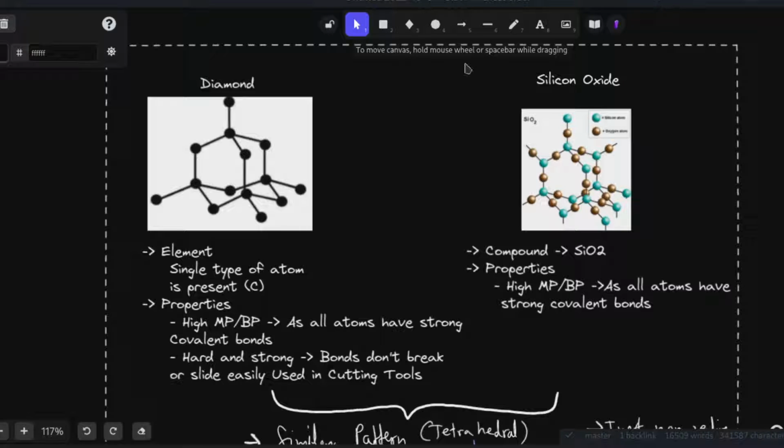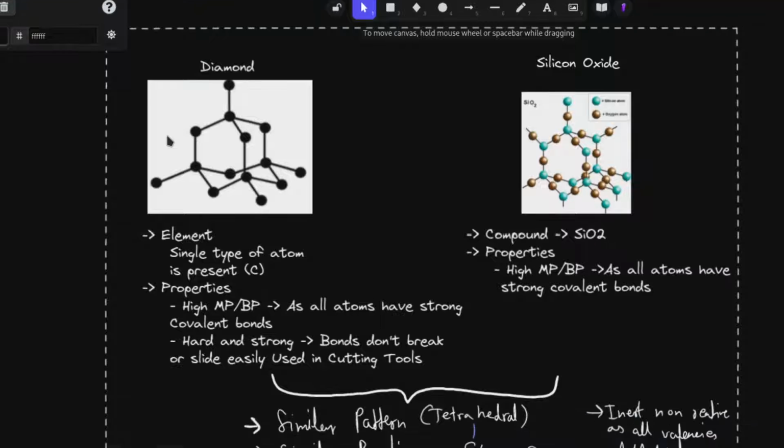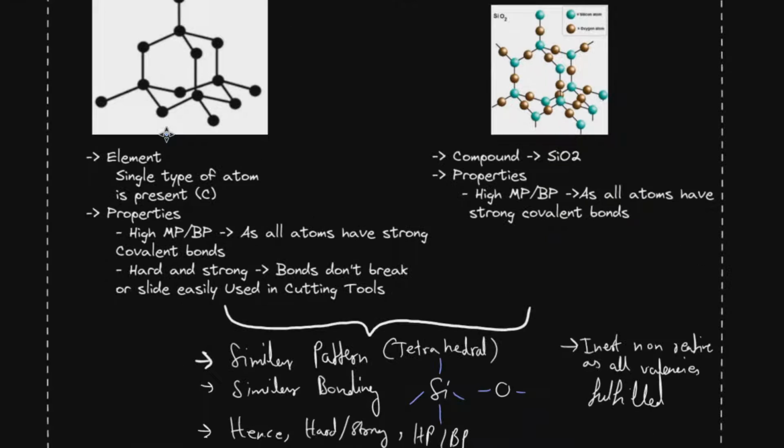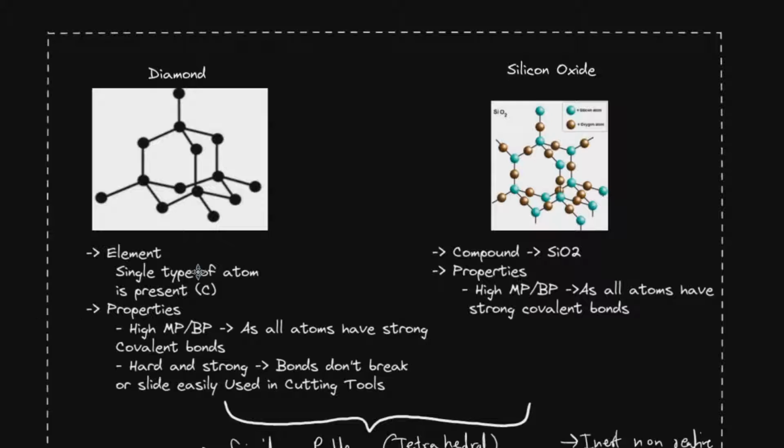So here we have on the left diamond, and diamond is a giant covalent structure of carbon. So many carbon atoms have bonded together to form this diamond. All right, and hence this is an element. As long as there's one type of atom present, that is considered an element. So this is an element, and it is a single type of atom present, which is carbon.